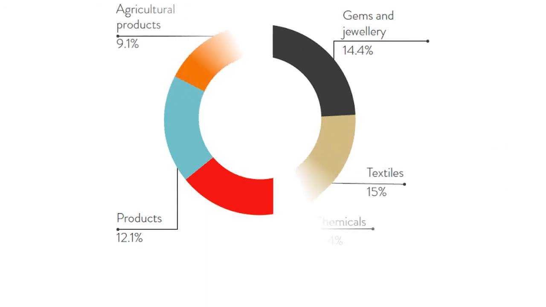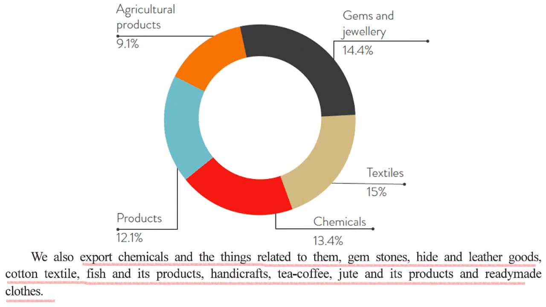This chart again shows you the export proportions. We export 9.1% agricultural products, 14.4% gems and jewelry, 15% textiles, 13.4% chemicals, and 12.1% other products. We also export chemicals and the things related to them, gemstones, hide and leather goods, cotton textile, fish and its products, handicrafts, tea, coffee, jute and its products, and ready-made clothes.